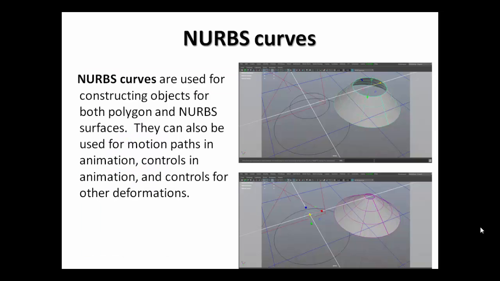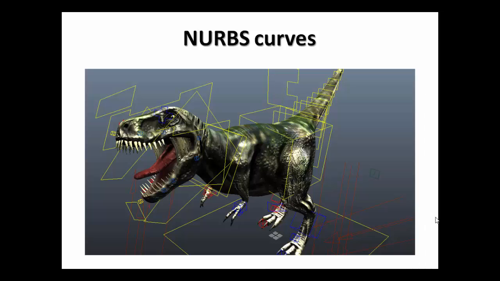And then we have NURBS curves, which are used for constructing objects, and they can also be used for motion paths, animation, controls and deformations. You can see here this shade I have with a couple of curves, and here if I shrink one, the top is shrinking down interactively. Typically curves are used in animation, so for my TRex here I actually rigged using curves. All these controls are curves used to select the object, and they have controls set up for animation. So that's the basic overview of those objects.